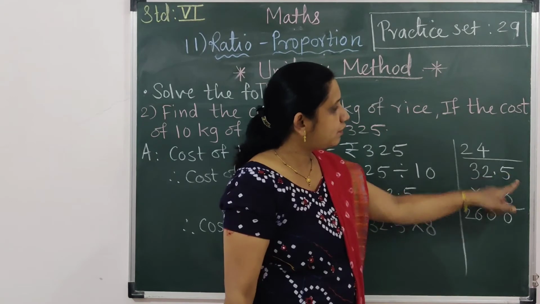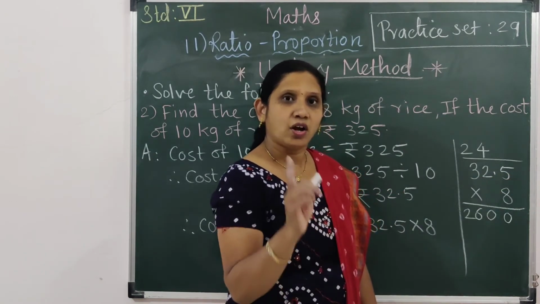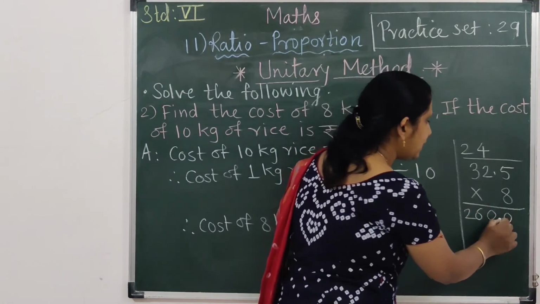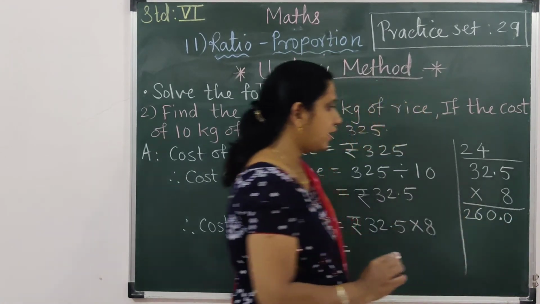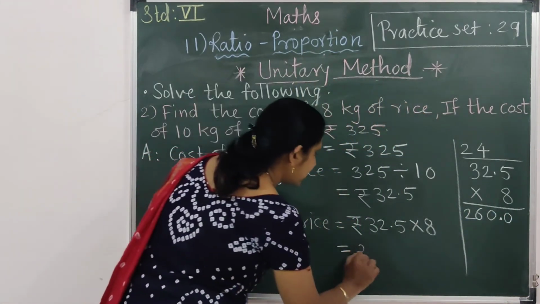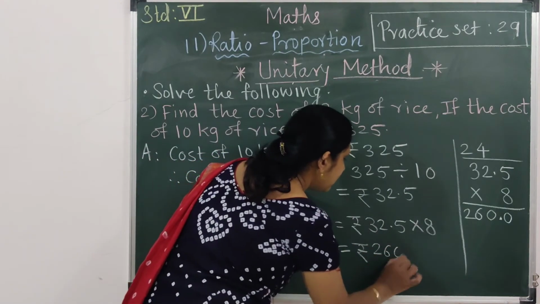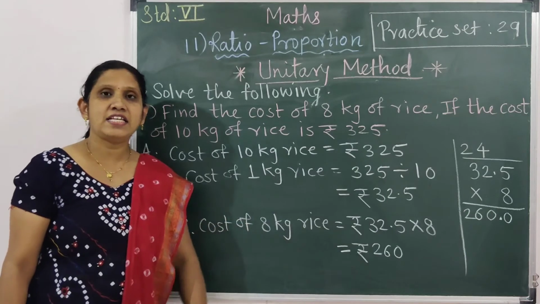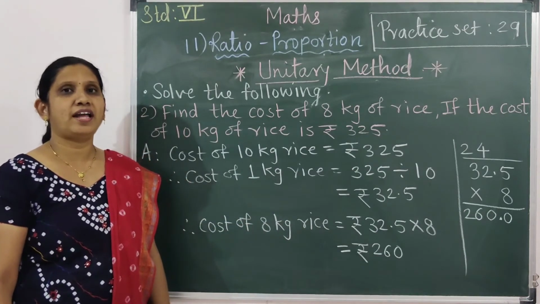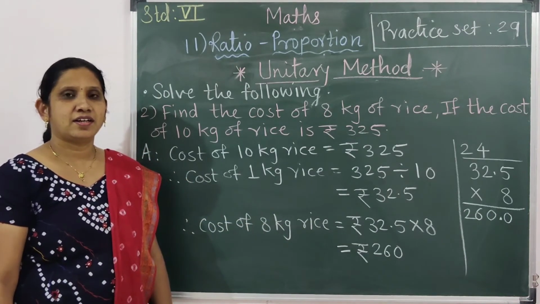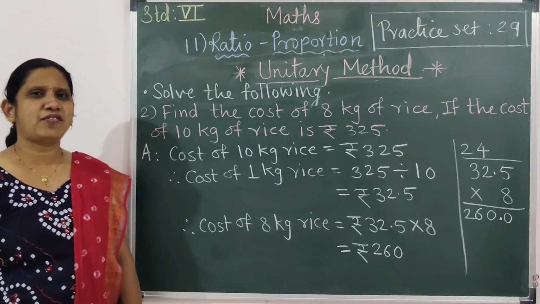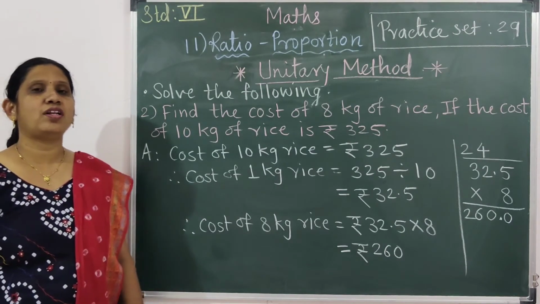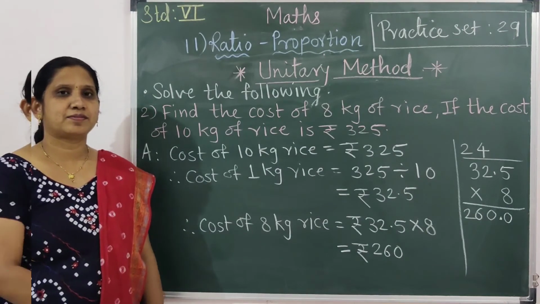Now next to decimal point, how many digits are there? Only 1 digit. So from right towards the left, leave 1 digit. So it will come rupees 260. Alright. Therefore, cost of 8 kg rice is equals to rupees 260. Don't you find it? These sums are very easy. Only you need a lot of practice to solve these examples.